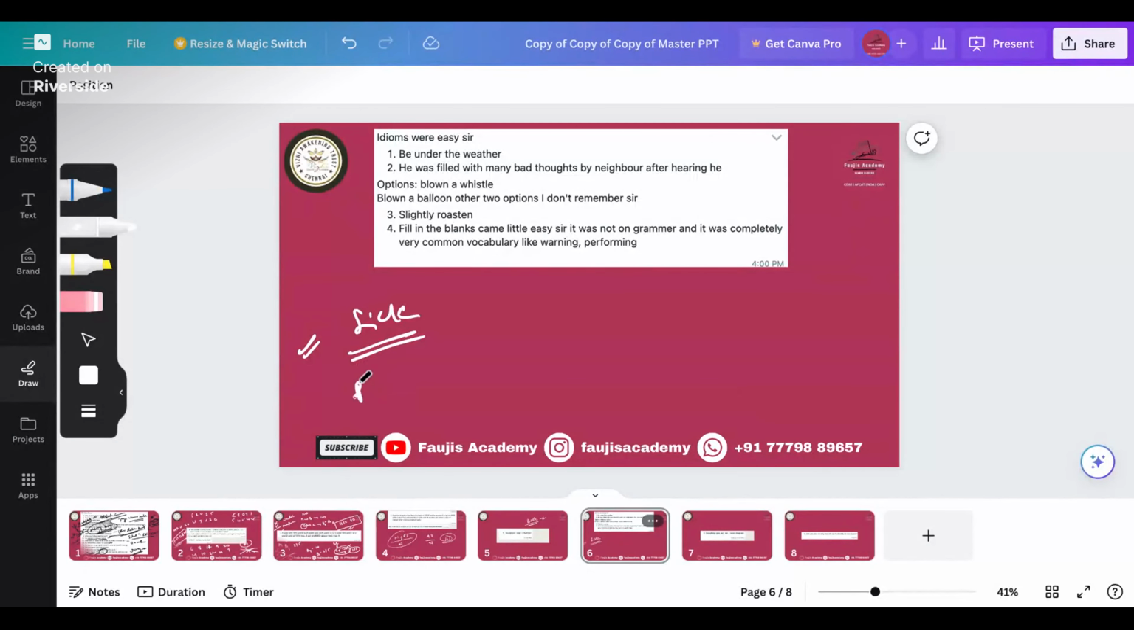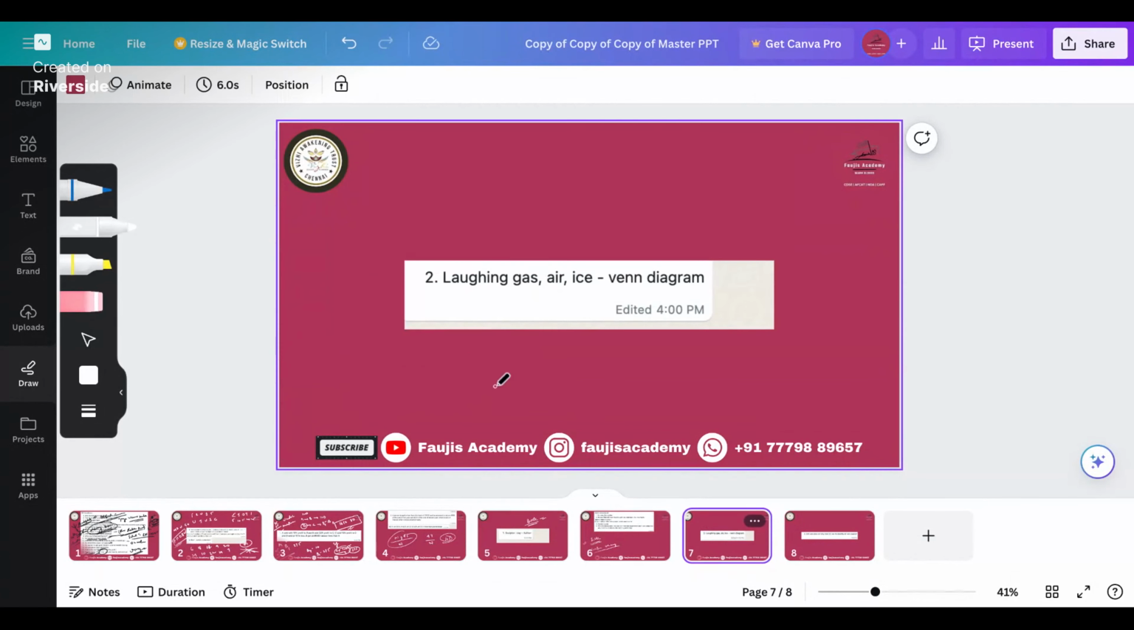Slightly roasted means annoyed. You are vexing someone. Okay, you are constantly vexing someone, roasting someone, annoying someone. That is the sense we want to make out of this slightly roasted. Sir, fill in the blanks came a little easy. It was not on grammar, it was completely very common vocabulary like warning. Okay, good. Let's move on to the next one.